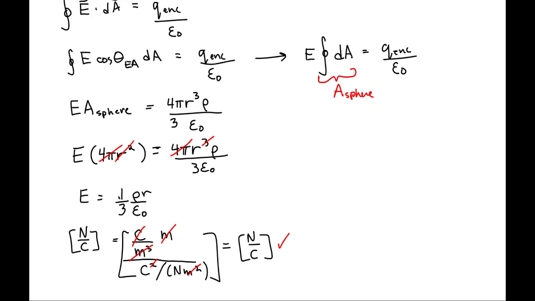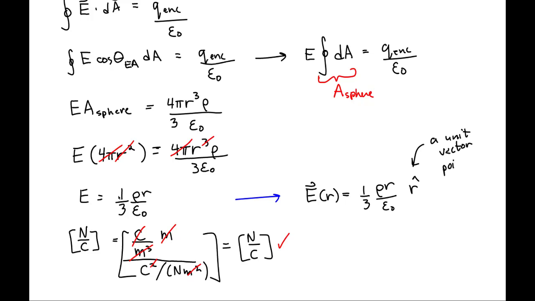So that means that we could write the electric field as E as a function of r equals 1/3 rho r over epsilon naught r hat, where r hat is a unit vector pointing radially away from the center of the sphere, and r is the distance from the center of the sphere, and this will take us from 0 to the surface of the sphere.